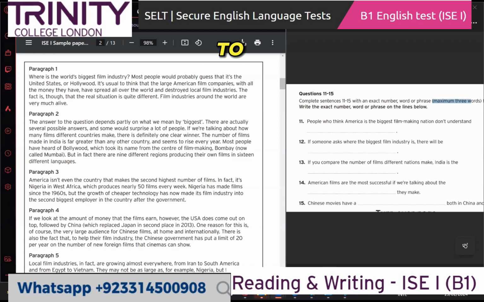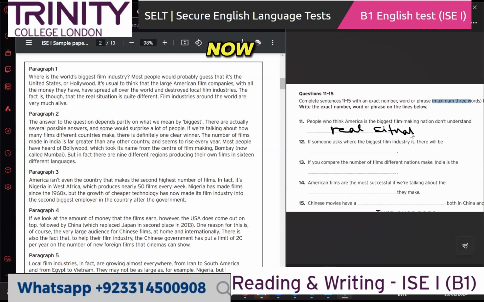So what are we going to fill in the blanks here? People who think America is the biggest filmmaking nation don't understand the real situation. The answer is real situation. It doesn't seem as easy as you think right now. You have to comprehend it and then write it.